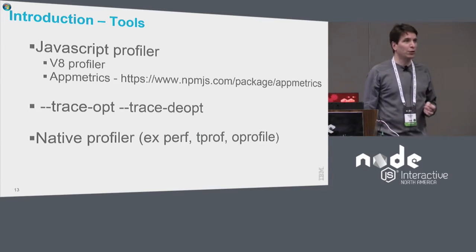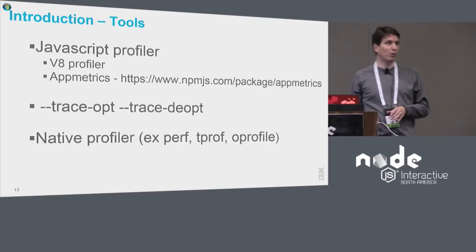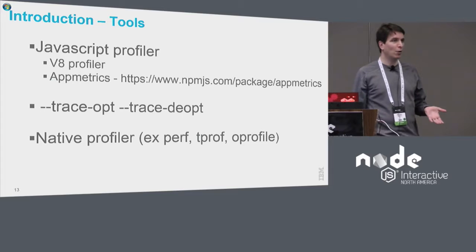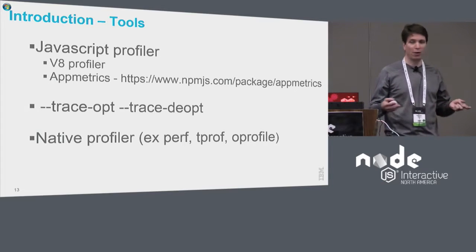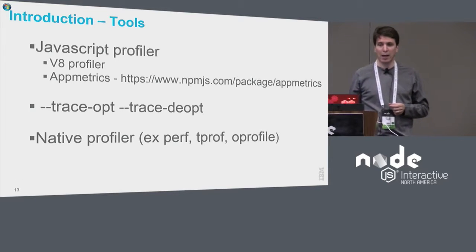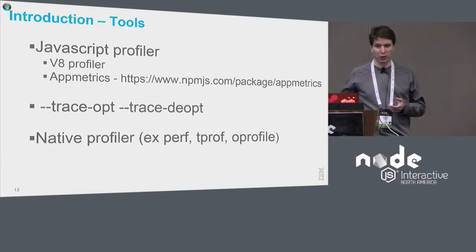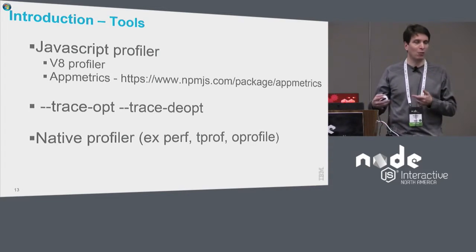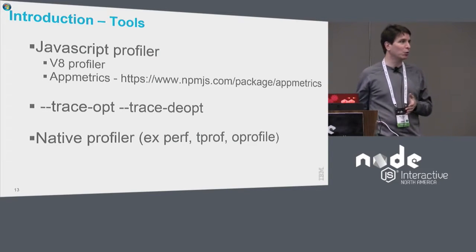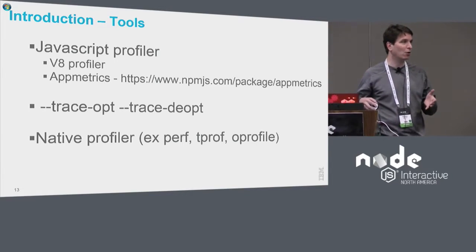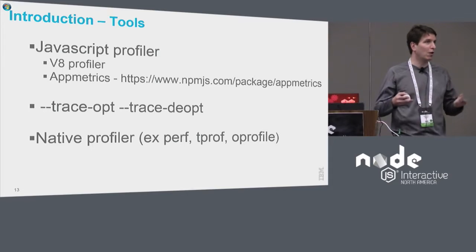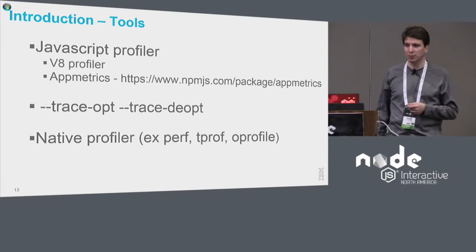In terms of some of the tools that we can apply, V8 comes with a built-in profiler, and Node has been modified so that you can turn that on using a command line option. If you turn on the V8 profiler, and I'll show you those command lines a little bit later on, you can turn it on with command line options, or you can use tools like AppMetrics, a module you can install, which will let you visualize profiling information.